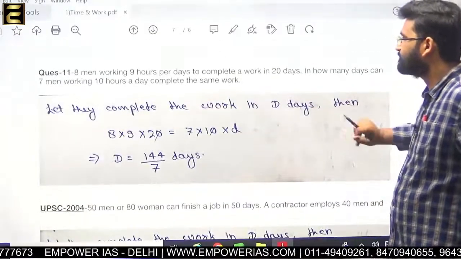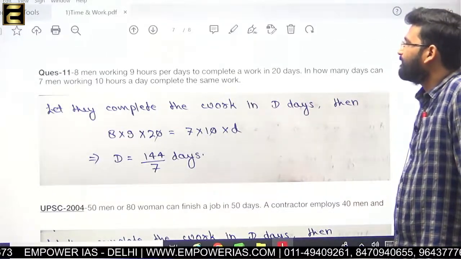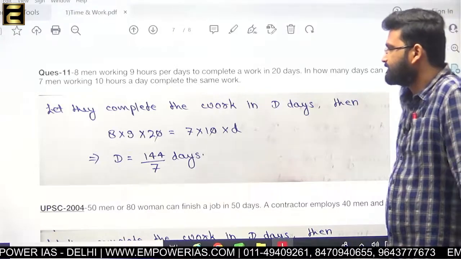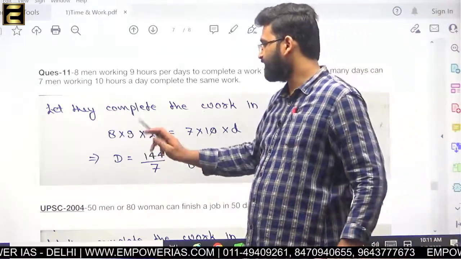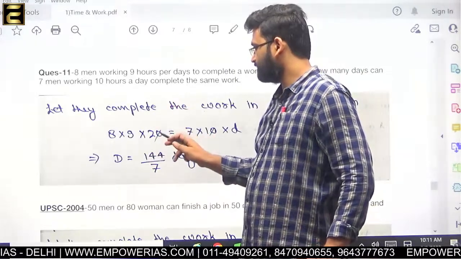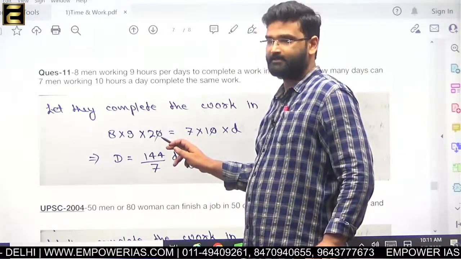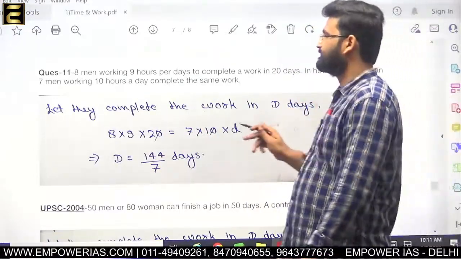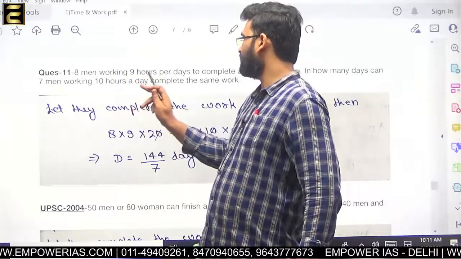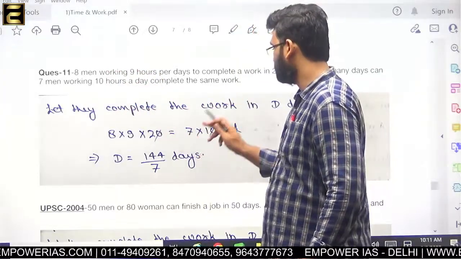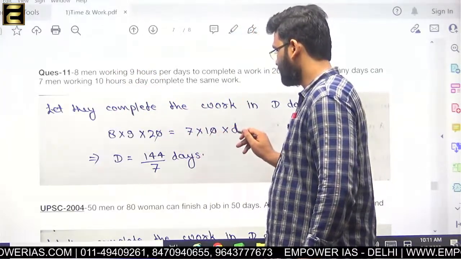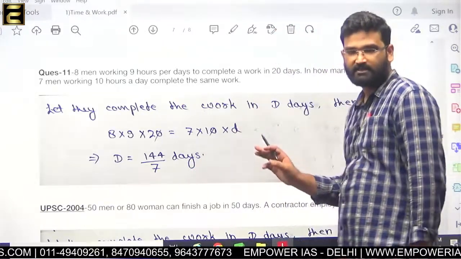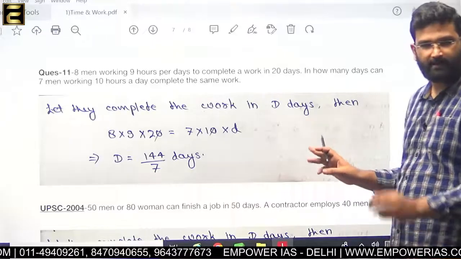So now this question: 8 men working 9 hours per day complete a work in 20 days. Okay, see, 8 men working for 9 hours per day and 20 days, so they are able to finish the work. In how many days can 7 men working 10 hours a day complete the same work? So 7 men 10 hours per day working for D days, so D comes to be 144 by 7 days. This much time will be taken. Okay, now see, the question is getting easy.